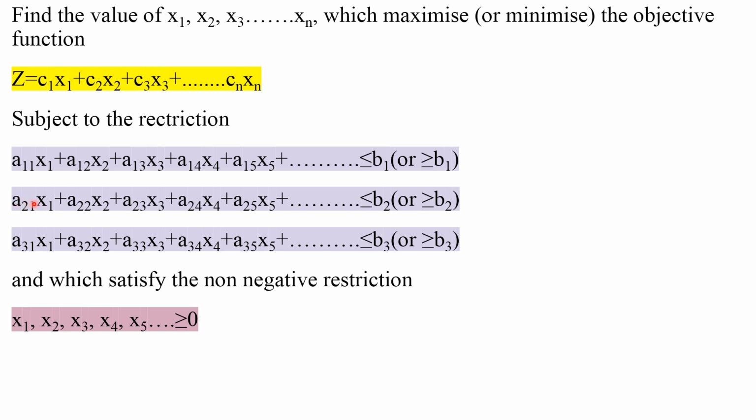Similarly, the next equation is a21 x1, a22 x2, a23 x3, and this is again less than or equal to b2, and so many equations are given. Every equation has a less than or equal to type, some equations have a greater than or equal to type. So the middle part of this LPP is known as the restriction part. Then the non-negative restriction means the basic variables should be greater than or equal to 0. So x1, x2, x3, x4, x5 should be greater than or equal to 0.